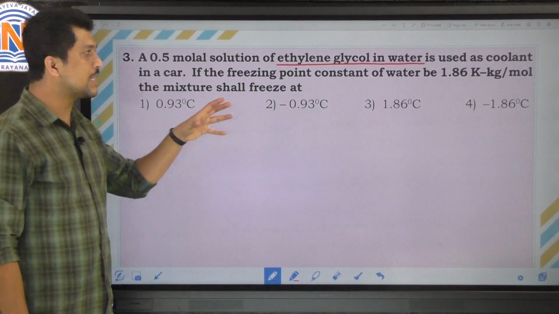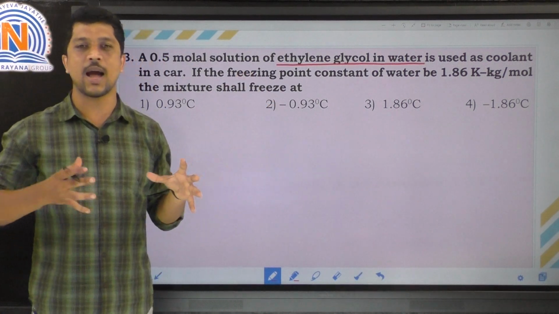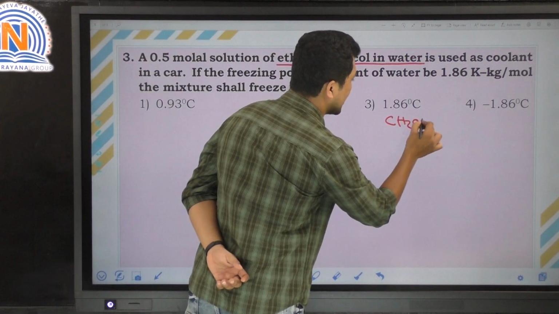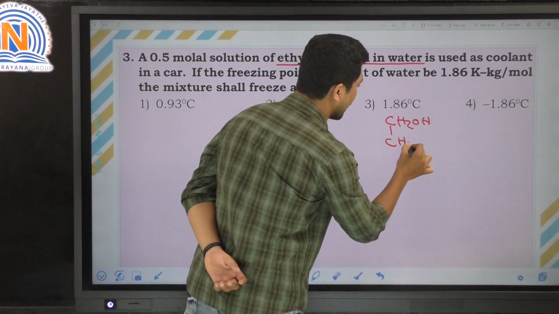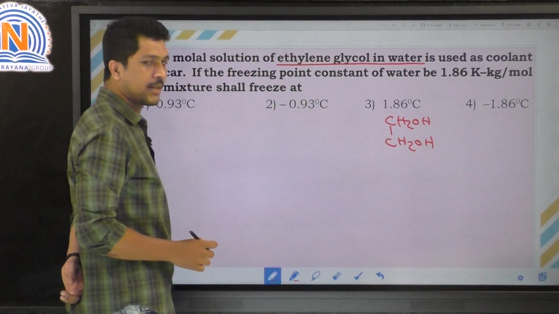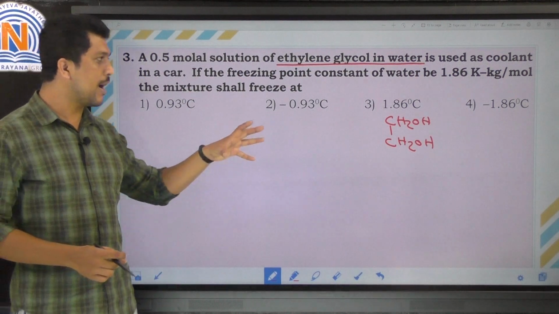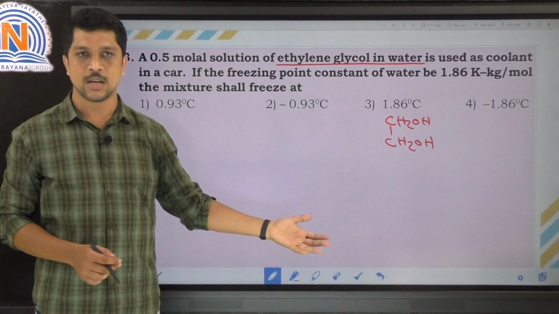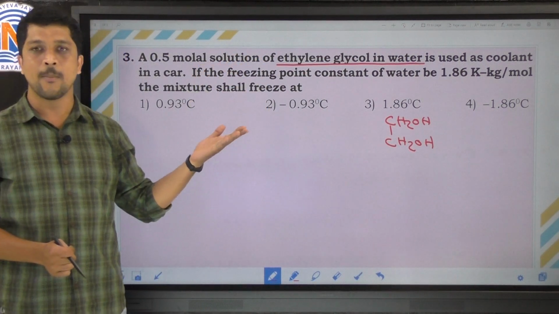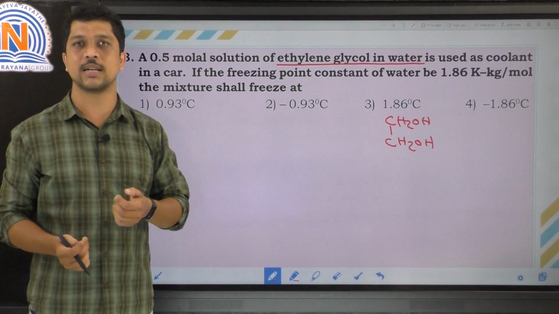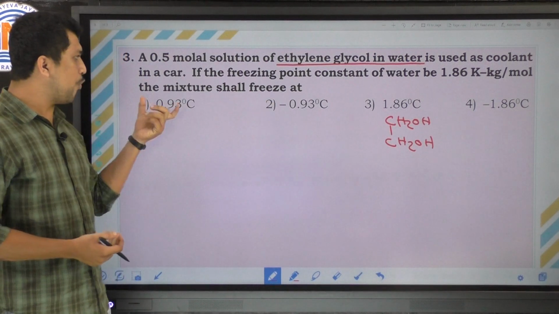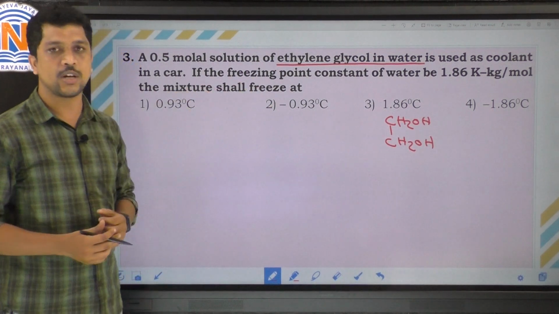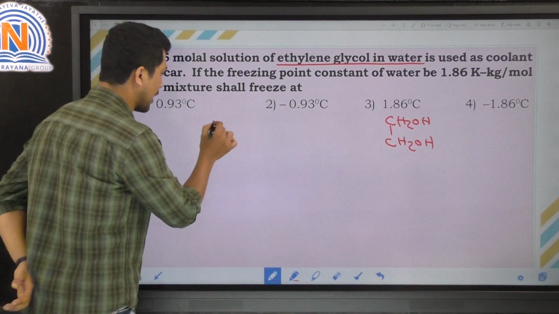So we know that water freezing point is 0 degrees centigrade. Whenever you add ethylene glycol, that is CH2OH and CH2OH, this is the ethylene glycol formula, to the water, the freezing point of the water will decrease. So it may be minus 10 degrees centigrade or minus 10 to minus 15 degrees centigrade. So we need to find the depression in freezing point, that is delta TF, of this mixture of ethylene glycol and water.